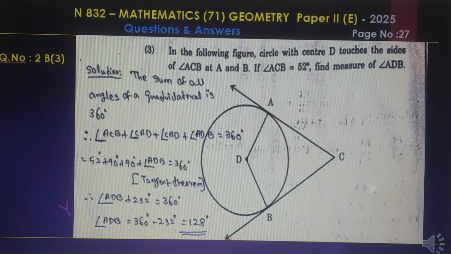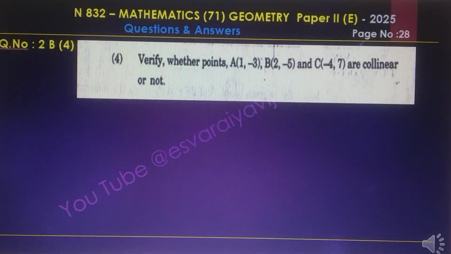And question number 2b3. In the following figure, the circle with center D touches the sides of angle ACB at A and B. If angle ACB equal to 52 degrees, find the measure of angle ADB. Here I have given the sum of all angles of a quadrilateral is 360 degrees, so angle ACB plus angle CAD plus angle CBD plus angle ADB equal to 360 degrees. 52 plus 90 plus 90 plus angle ADB equal to 360 degrees, by the tangent theorem, and finally we are getting 128 degrees.